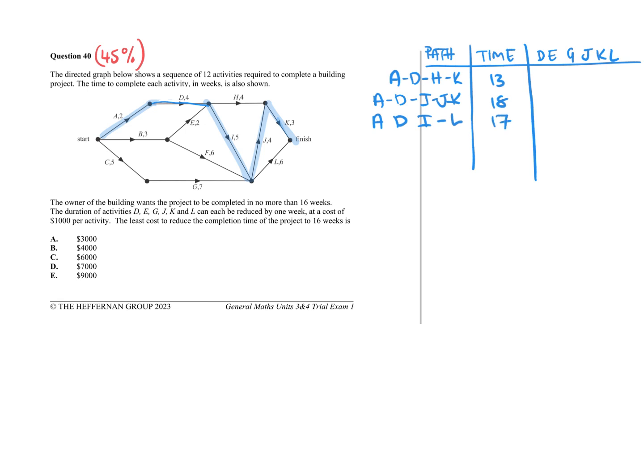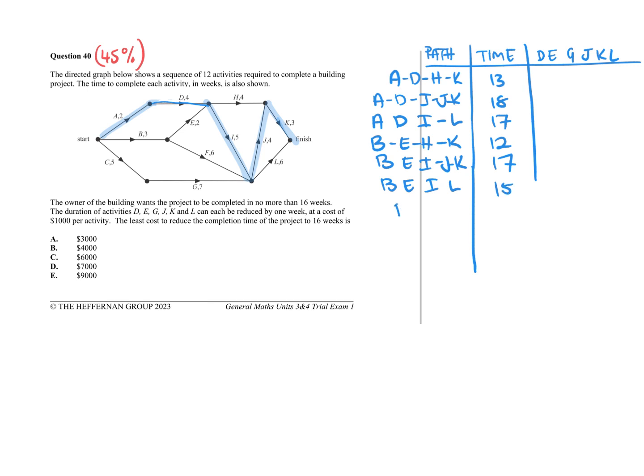Now I've done all of the paths starting with A. I'm going to move to B, where I went along B, E, H, and K. And that one was 12. And then B, E, I, J, K. And that one was 17. And then I've got B, E, I, and L. And that one was 15.